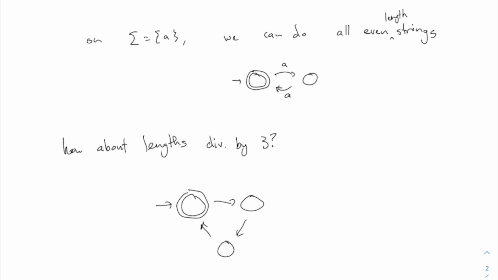All right. This time, we start off as acceptable because the empty string is length 0, which is divisible by 3. That counts as divisible by 3. And then if you see another letter, it's not divisible by 3 anymore. But if you see 3 more letters, it is divisible by 3 again, right? So it takes 3 steps to get back to the acceptable state. All right, so this one accepts lengths divisible by 3.